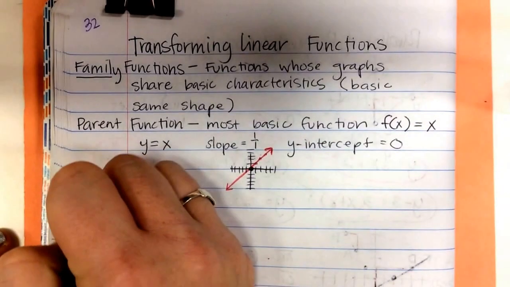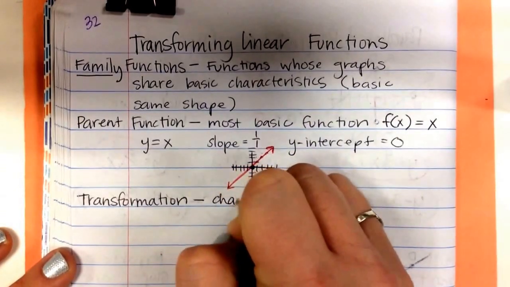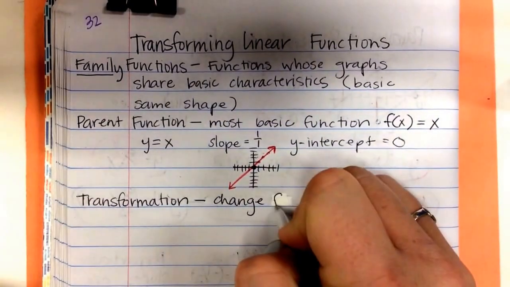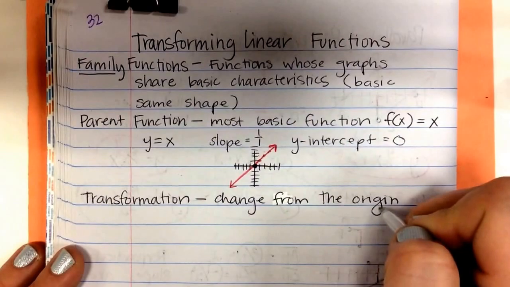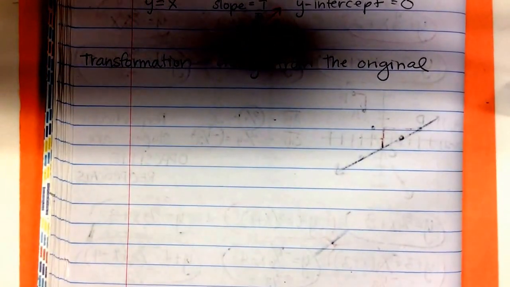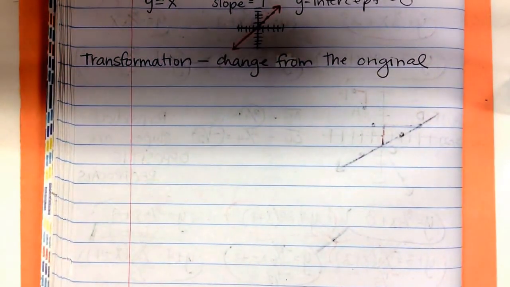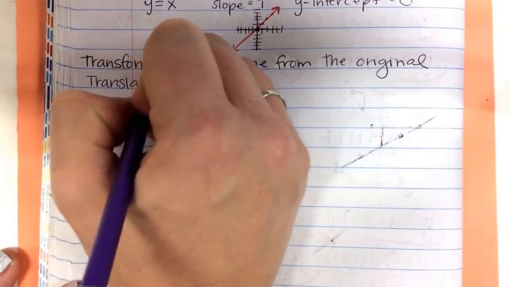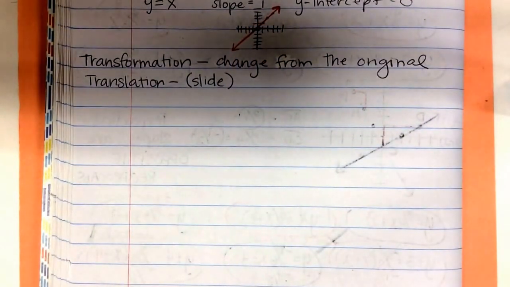A transformation, what does it mean if something transforms? A transformation is a change from the original. It's hard to write and spell sometimes, folks. It's a change from the original. And there are three types of changes. The first type of transformation is a translation, which is a fancy word for slide. A translation is a slide.